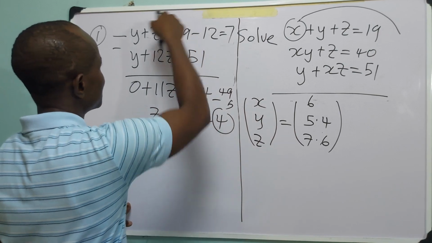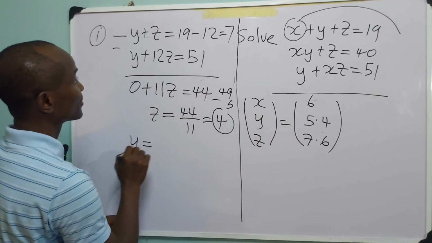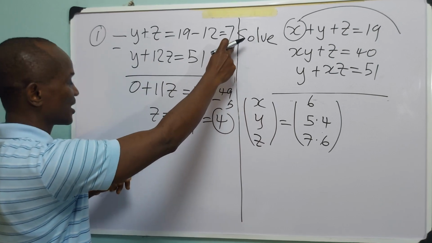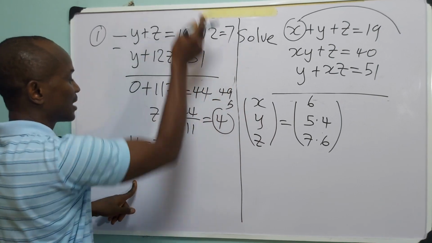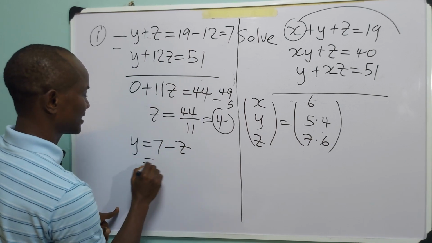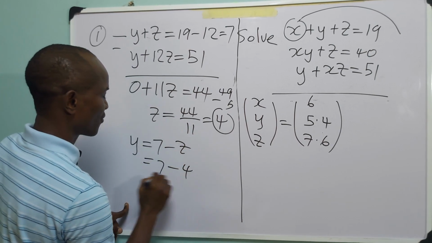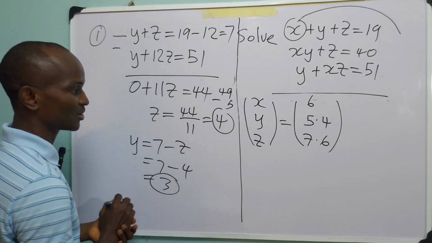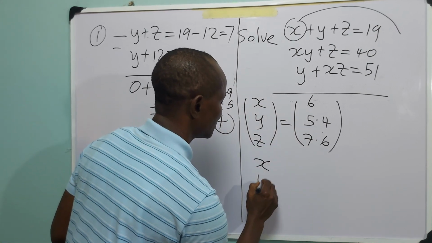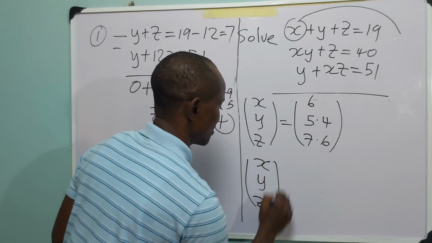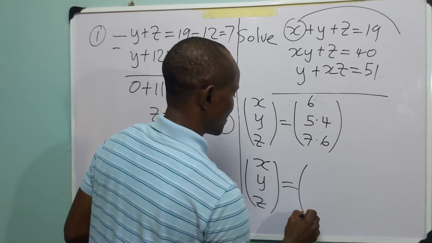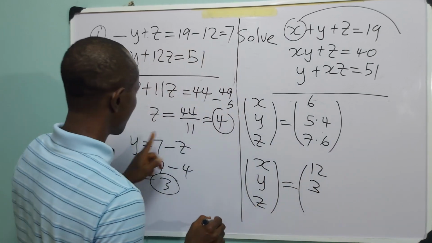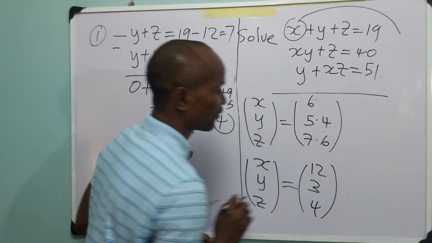Now we go back to this equation, which says that y plus z is equal to 7. So you have that y is equal to 7 minus z. That is 7 minus 4, which is equal to 3. So we have that z is equal to 4 and y is equal to 3, giving us that the second set of solutions, you have x is equal to 12, y equal to 3, and z equal to 4.